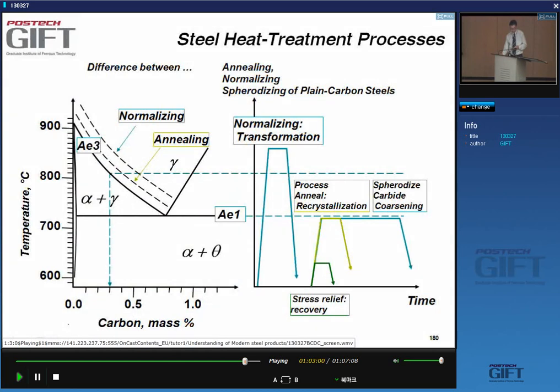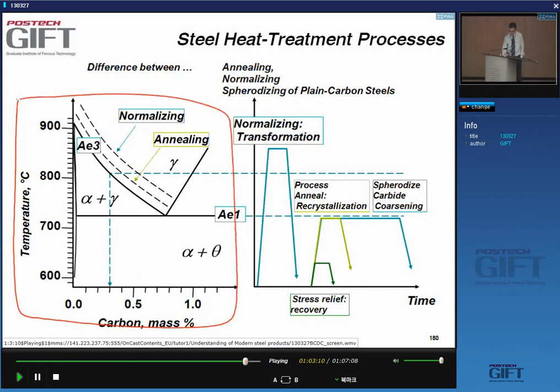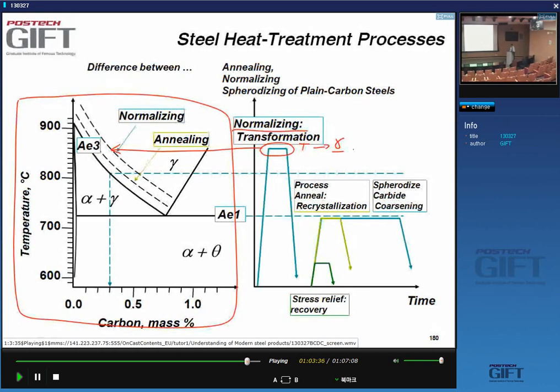Okay, so if we look at the iron carbon diagram, and we look at the iron rich corner of this iron carbon diagram, we can have a normalizing treatment. In this case, you reheat to a temperature that's in the austenite stability range. You transform, and so you go twice through the transformation. That gives you a grain refinement and a uniform grain.